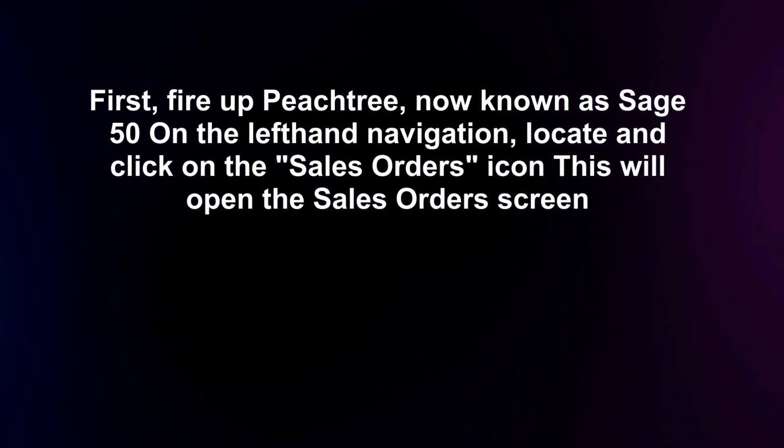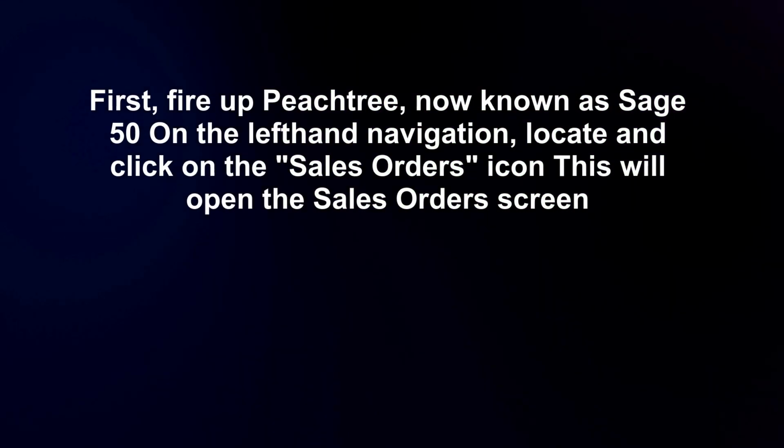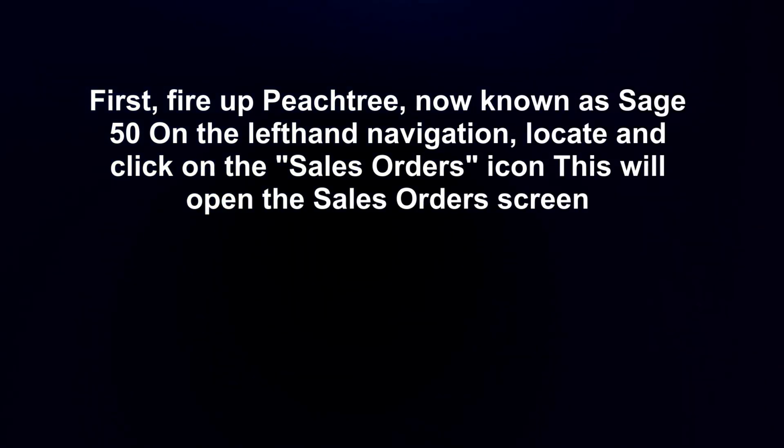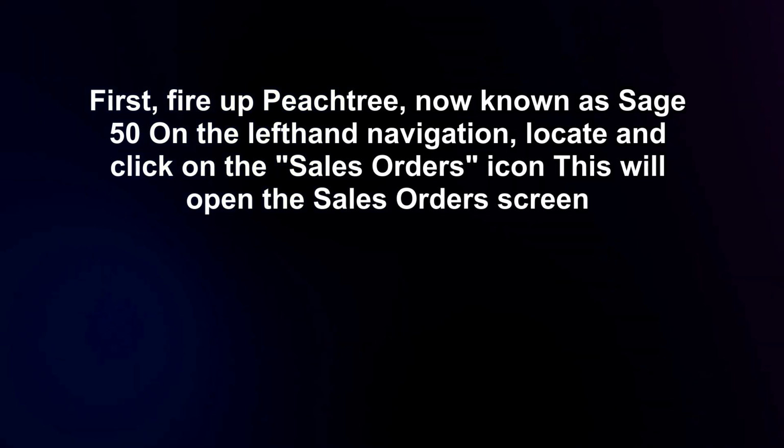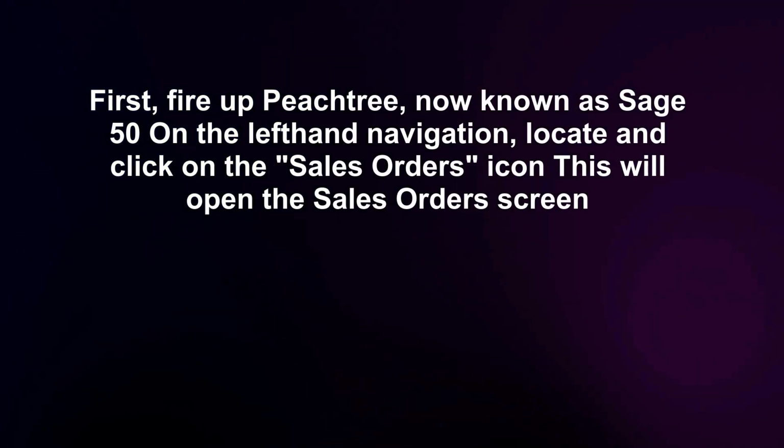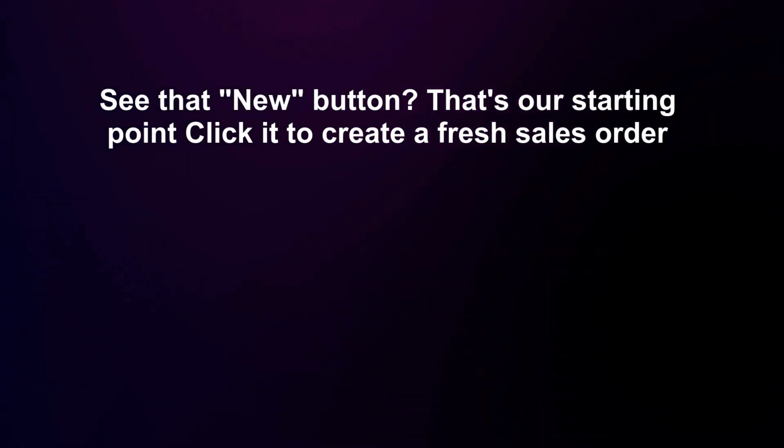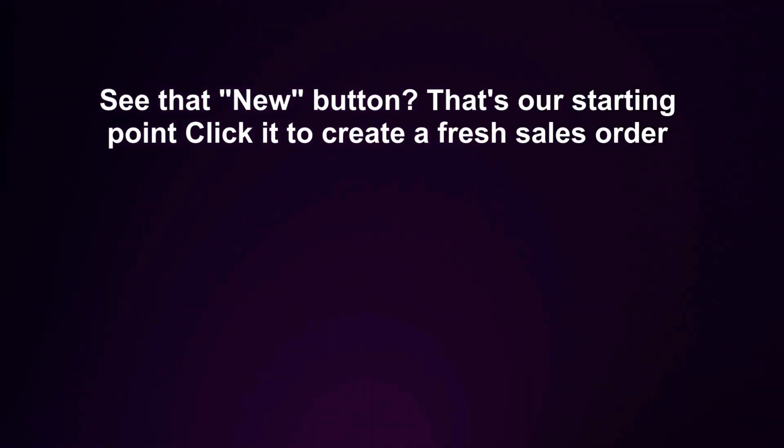First, fire up Peachtree, now known as Sage 50. On the left-hand navigation, locate and click on the sales orders icon. This will open the sales orders screen. See that new button? That's our starting point. Click it to create a fresh sales order.